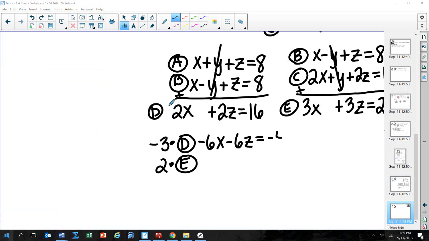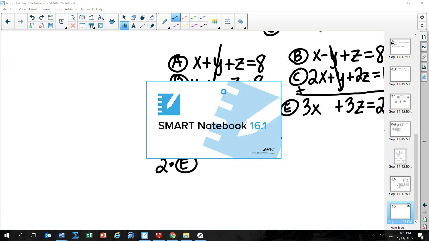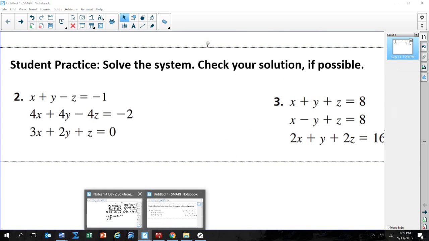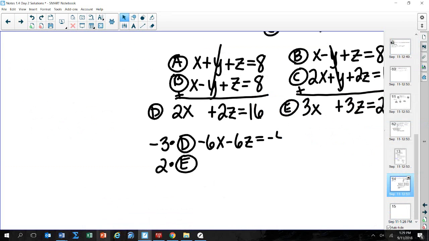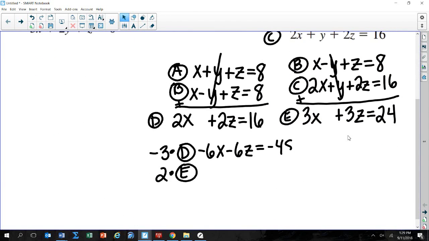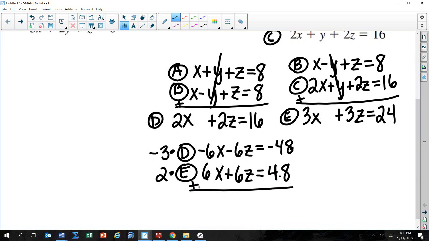You should end up with 0 equals 0 if it's infinitely many. What we get is negative 48, and then when I multiply that by 2, I would get 6x plus 6z equals positive 48. So what do we see? 0 equals 0. Not surprising, because I told you it was an infinitely many solution example.